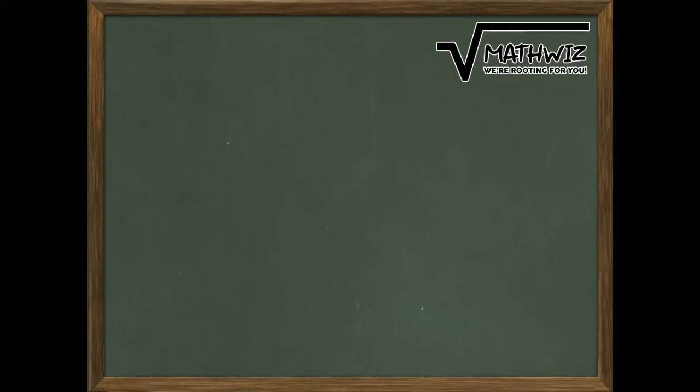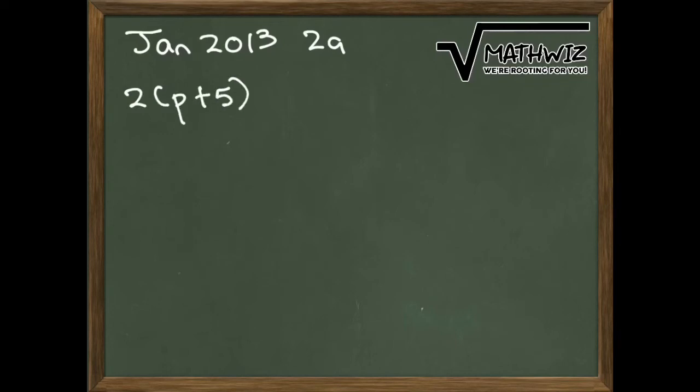All right, so the next question we're going to do is January 2013, and this is question 2A, and we have 2p plus 5 minus 7 is equal to 4p. So just like the question before, we want to handle the expansion first.